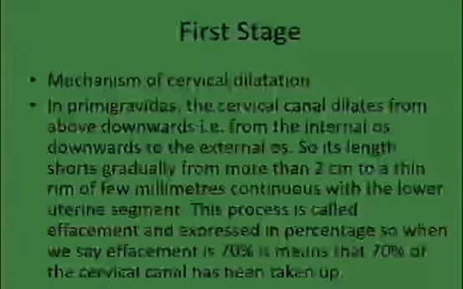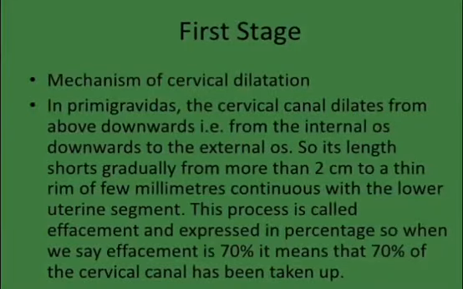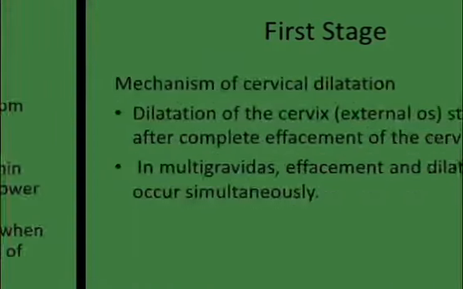First stage. In the first stage, the cervical canal dilates from above downwards, from the internal OS downwards to the external OS. So its length shortens gradually from more than 2 cm to a thin rim of a few millimeters, continuous with the lower uterine segment. This process is called effacement and is expressed in percentage.